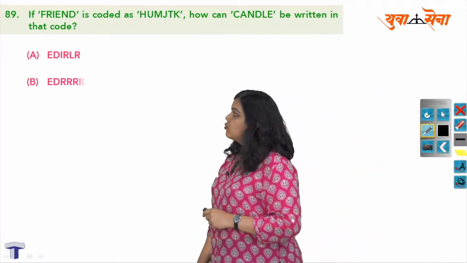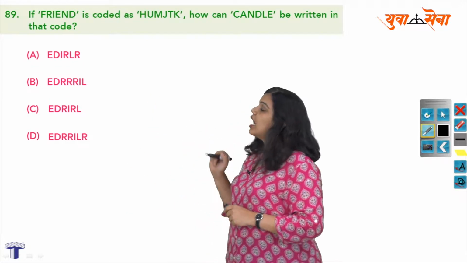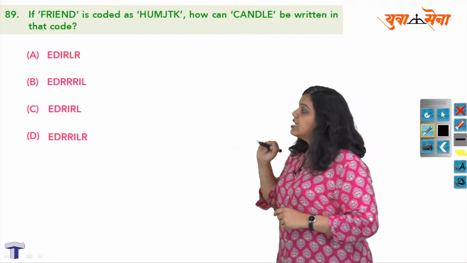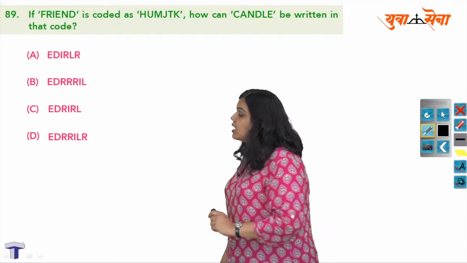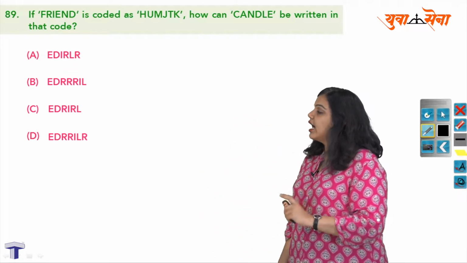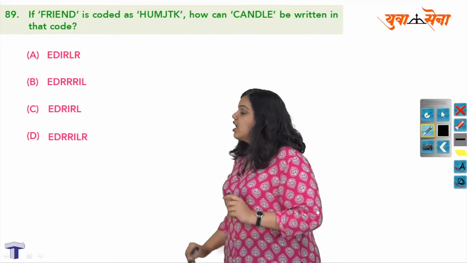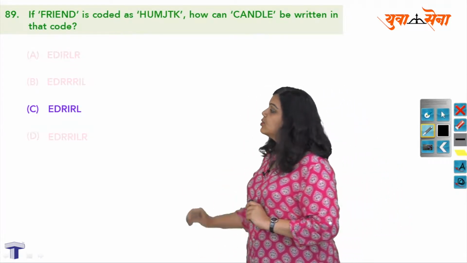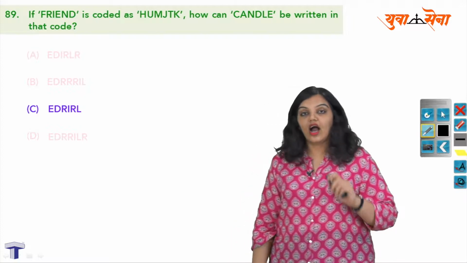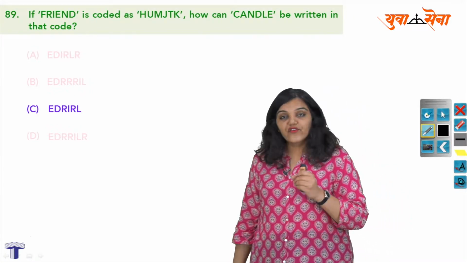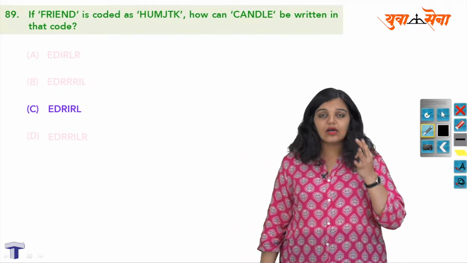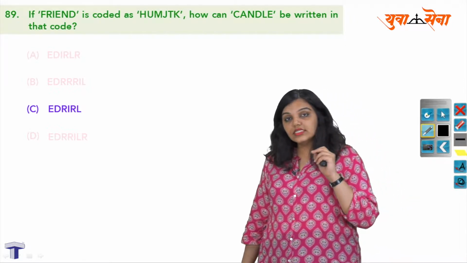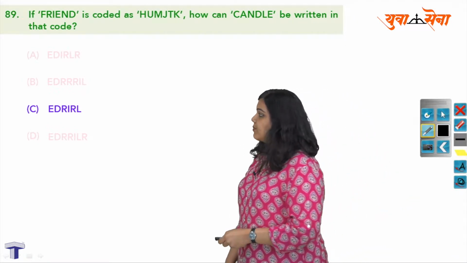And the options given to us are A, EDIRLR, B, EDRRRIL, C, EDRIRL, or D, EDRRILR, and the answer to this question turns out to be option C, that is EDRIRL. Now, of course, this sounds like gibberish and it may sound very difficult to you, but you will see quickly how easy these type of sums are.